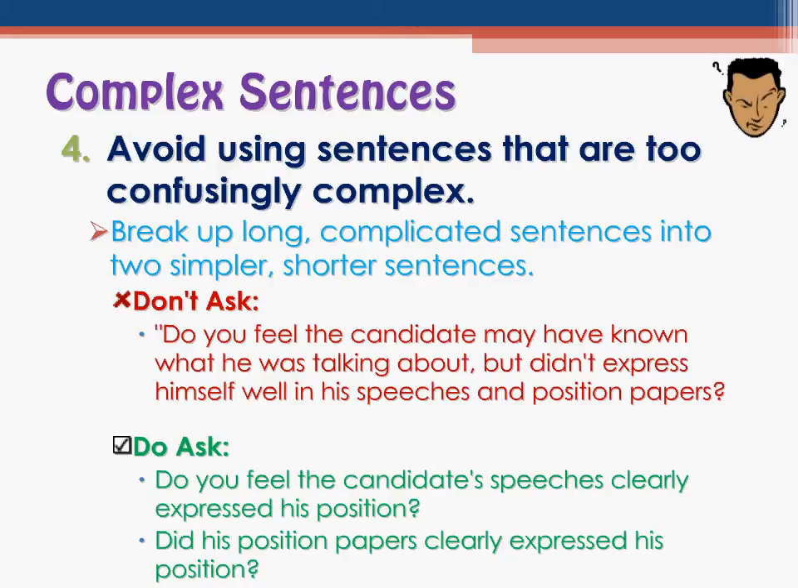Tip 4. Avoid using sentences that are too confusingly complex. So long, complicated sentences, break them up. Keep it to simpler, shorter sentences. For example, don't ask, do you feel the candidate may have known what he was talking about but didn't express himself well in his speeches and position papers? It's a little bit too complex, too confusing. So instead, ask a couple questions. Like so, do you feel the candidate's speeches clearly express his position? And number 2, did his position papers clearly express his position? Breaks them up, makes it far simpler and easier to understand.